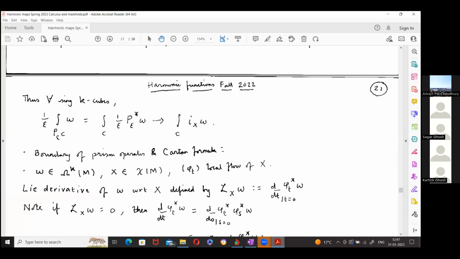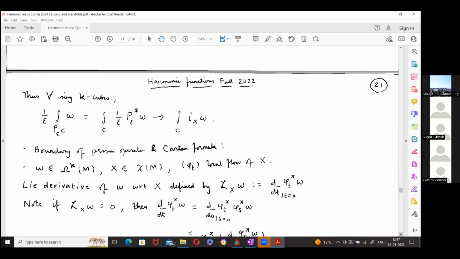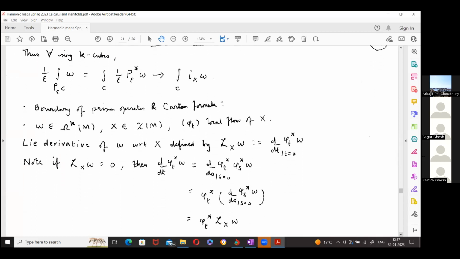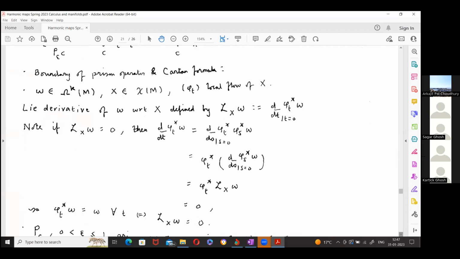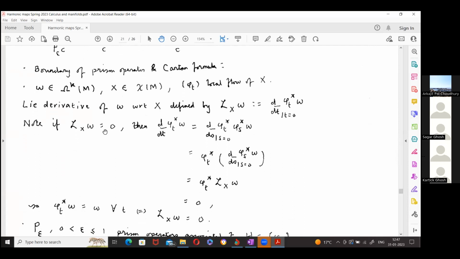So why am I talking about prism operators? Because I want to prove what's called Cartan's formula. Remember, we defined last time the Lie derivative of a vector field with respect to another vector field. Similarly, if I'm given a k form omega on M, and X is a vector field on M with flow phi t, then we can define the Lie derivative of omega with respect to X. So Lx omega is defined to be d/dt at t equal to 0 of phi t star omega.